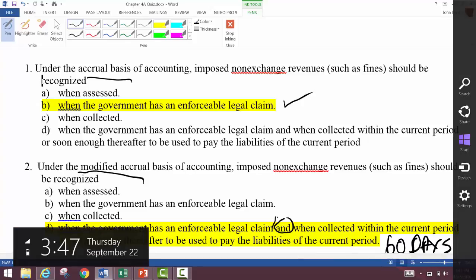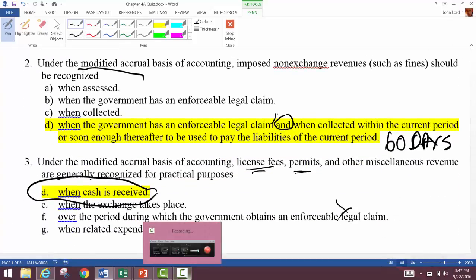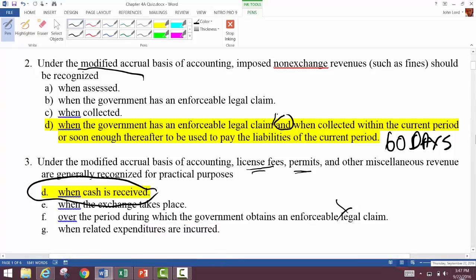Okay, good. Now we come over to number 2, and we say that under the modified accrual basis of accounting, imposed non-exchange fines and fees, such as fines, should be recognized. And notice here, guys, the answer is exactly the same, except we have now added what?